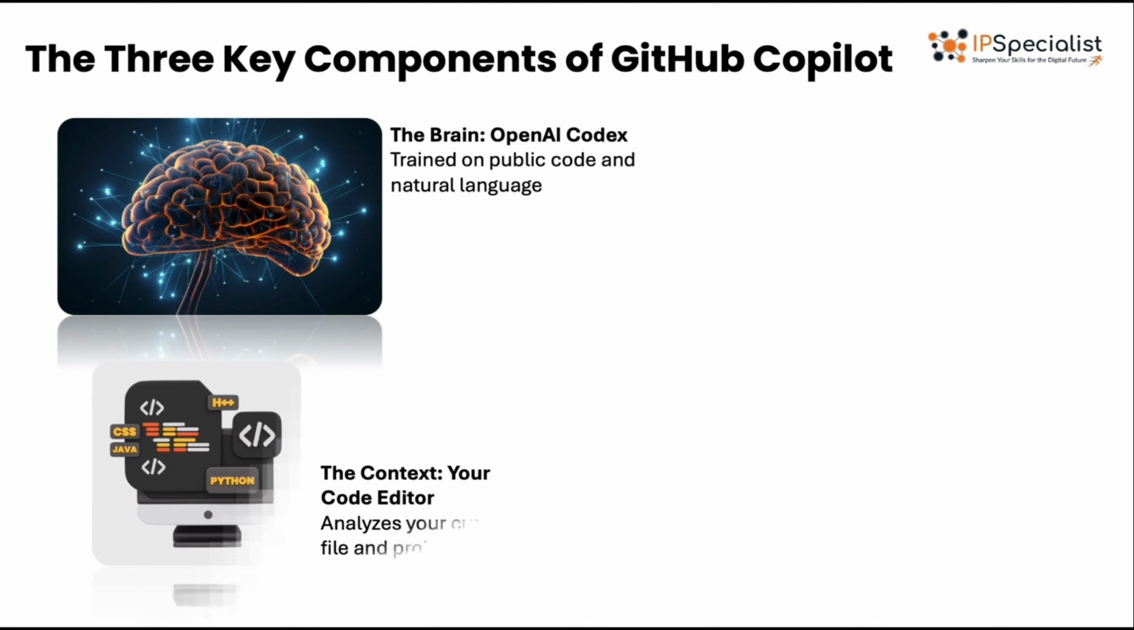Then we have the context, your code editor. A vast knowledge base isn't enough. Copilot is constantly analyzing the context of what you're doing right now. This includes the code in your current file, the functions, variables, and logic you have already written, your comments and docstrings, the names of your variables and functions, and other files in your project. In many editors, it can use tabs or the project structure to understand the broader context of your work.